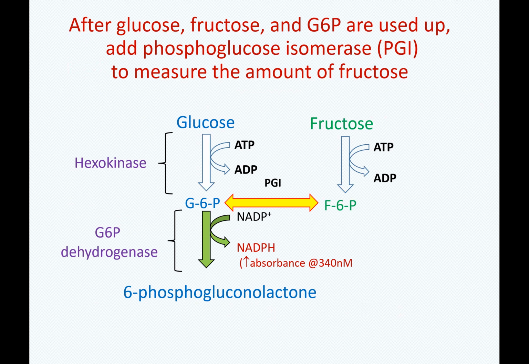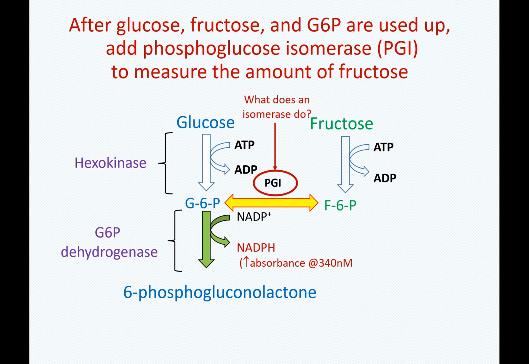After the glucose, fructose, and G6P are all used up, we'll add PGI, phosphoglucoisomerase, to measure the amount of fructose. Now in this case, you can see that the PGI converts the F6P to G6P. This is a reversible reaction which will be in equilibrium. However, the G6P dehydrogenase will take the molecules of G6P that are produced and urge them to go along to 6-phosphogluconolactone until there is no more F6P left and no more G6P. It is all used up. This second change in absorbance will measure the amount of fructose.